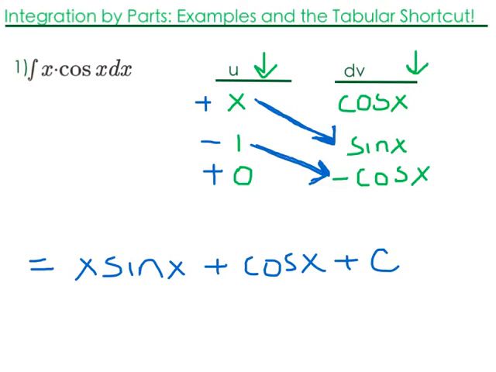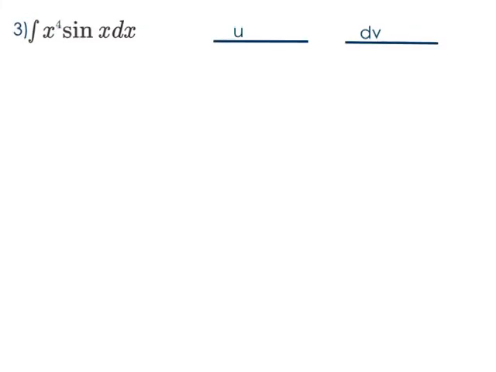Okay, let's look at another one. This is number 3, since we had 1 and 2 on the previous slides and the previous lesson, and I just redid number 1 in tabular form. So this is number 3, the integral of x to the 4th sine x dx. Now, let's start by picking our u and our dv, and then we'll see what happens.